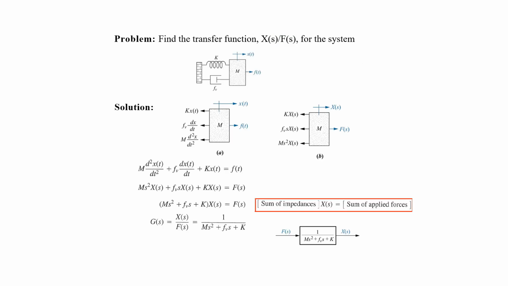So let's find the transfer function of a simple mass spring damper system shown here, with the mass m, the spring coefficient k, and the viscous friction Fv. The first step in the modeling of a mechanical system is to find the differential equation or the equations of motion, and we have just studied in the previous slide that to find the equation of motion, firstly we have to draw the free body diagram.